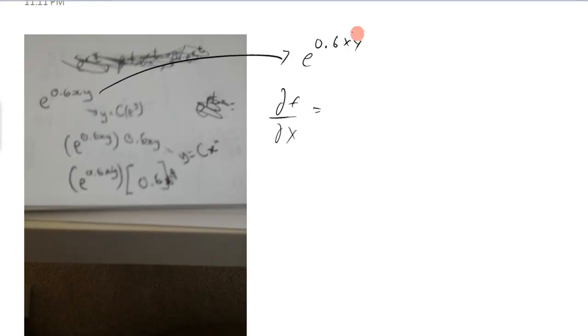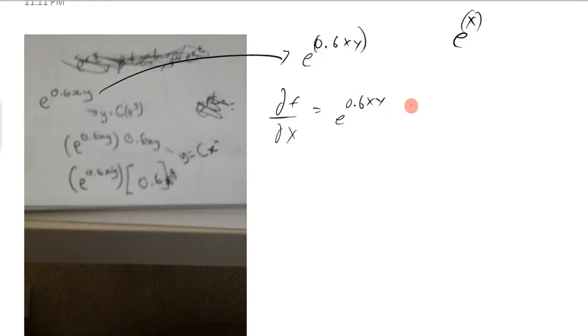So therefore we have to first ask ourselves, does this function have an x in it? Yes, it does. So therefore, the derivative of e to the anything is always itself, e to the 0.6xy. Now, the chain rule says, well, normally the parent function would be e to the x. So whatever we've replaced x with, which is 0.6xy, we take the derivative of that.